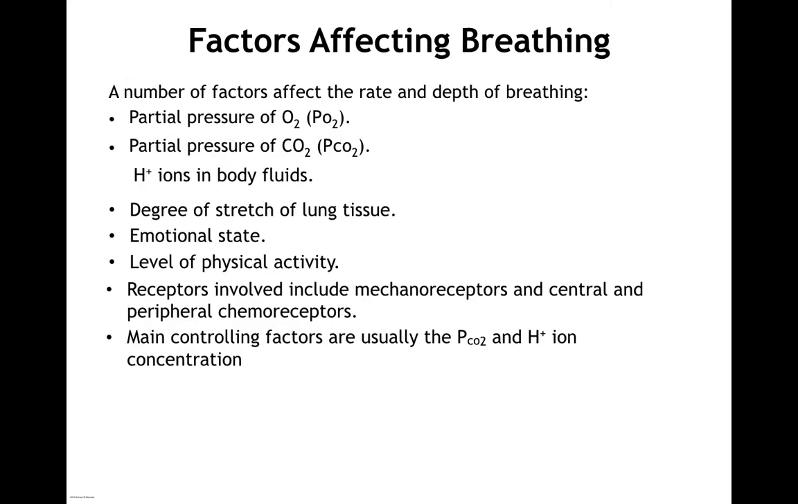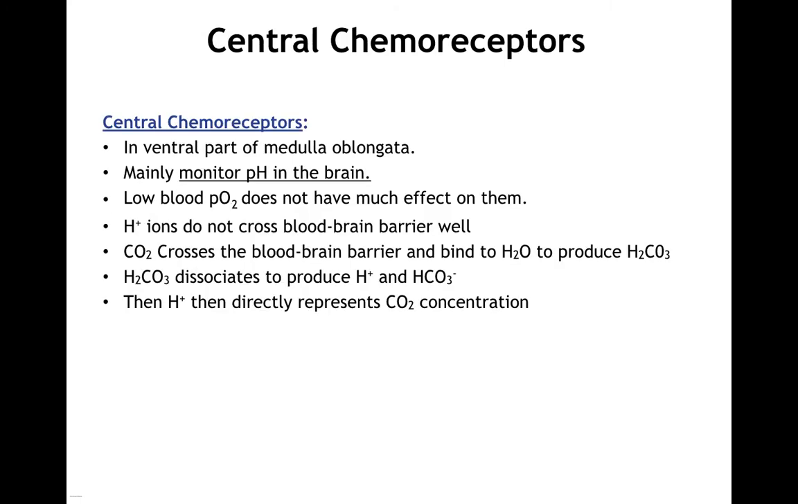Factors that affect breathing include the partial pressure of O2, the partial pressure of CO2, hydrogen ions in body fluids, degree of stretch of the lung tissue, our emotional state, and the level of physical activity. The receptors involved are mechanoreceptors and peripheral chemoreceptors. The major controlling factor is generally carbon dioxide and hydrogen ions, which equates to pH, and we'll talk about how those two are related momentarily.